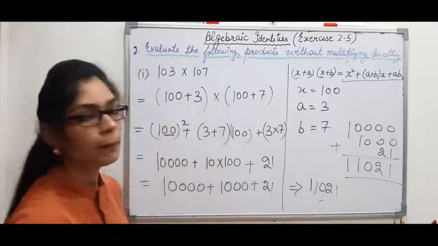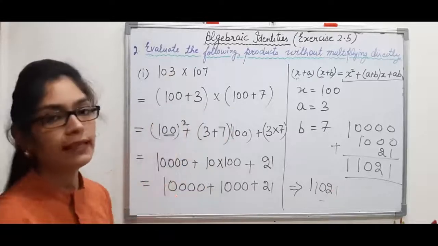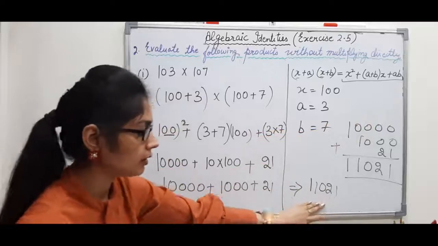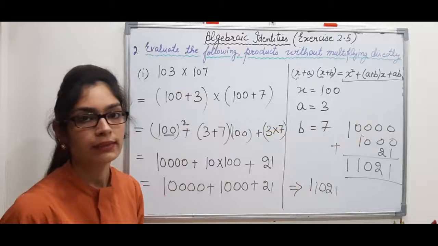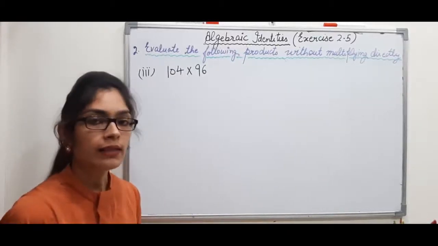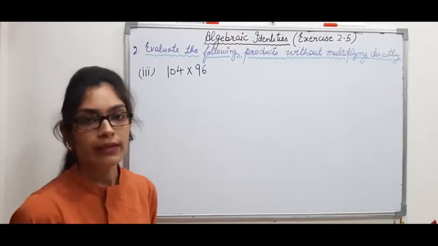See, we haven't multiplied directly, we have just converted into this form and then we have used this algebraic identity, then we have got the product. You can check by direct multiplication also that we will get the same answer. Now let's do the second part. The second part is just similar to the first part, so I want you to try it yourself.